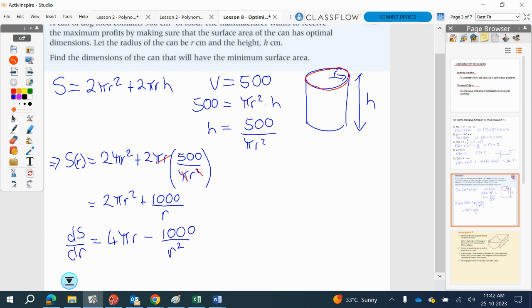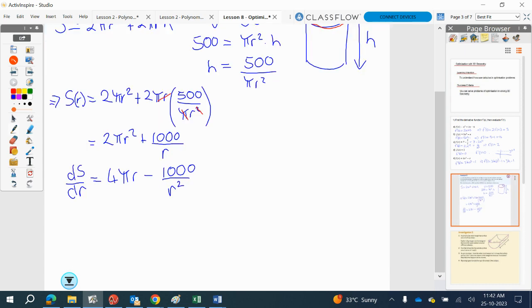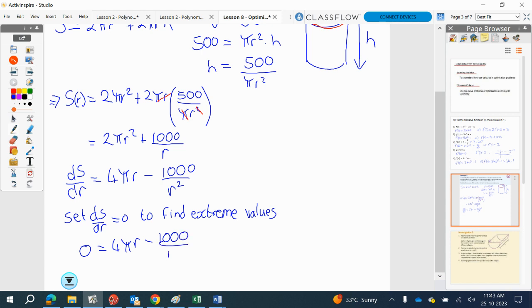Okay. So we want to find the optimal values of r that will give our minimum and maximum surface area. How do we do it? You equate the derivative to 0. So we set dS/dr equal to 0 to find the extreme values. This gives us 0 is equal to 4πr minus 1,000 over r squared.